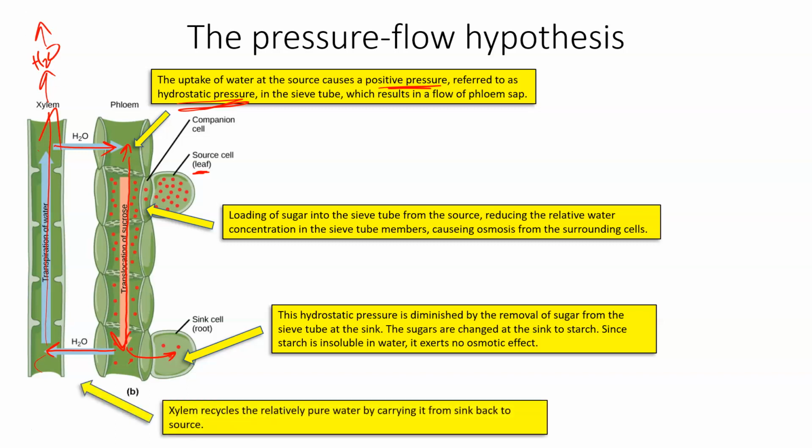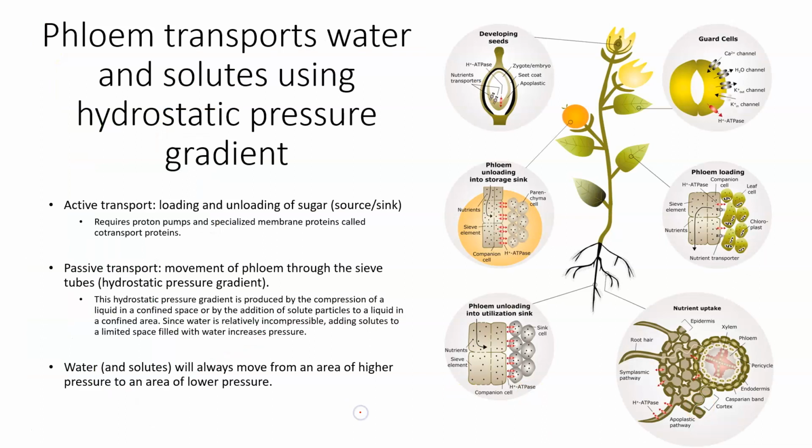Xylem recycles the relatively pure water by carrying it from sink back to source, and it flows back into the phloem, or can be lost, like I said, as water vapor through the transpiration stream. So phloem transports water and solutes using that hydrostatic pressure gradient. We just talked about that, but there are a variety of other transport mechanisms at play within the plant, and these are a few of them.